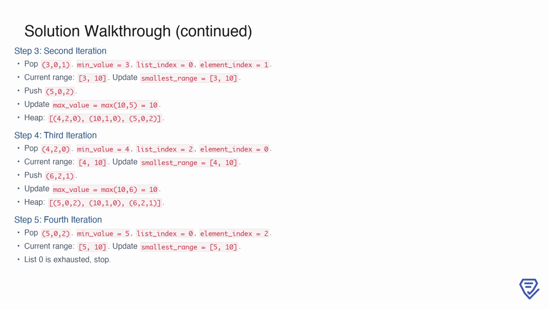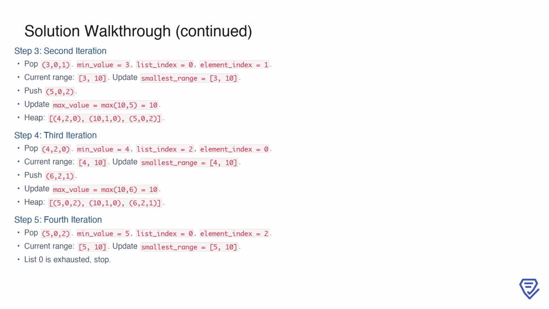In the third iteration, we pop (4, 2, 0) from the heap. The smallest value is 4, giving us a new range, [4, 10]. We update smallest_range to [4, 10]. The next element from list 2, (6, 2, 1), is pushed into the heap, and max_value remains 10. The heap now contains (5, 0, 2), (10, 1, 0), (6, 2, 1).